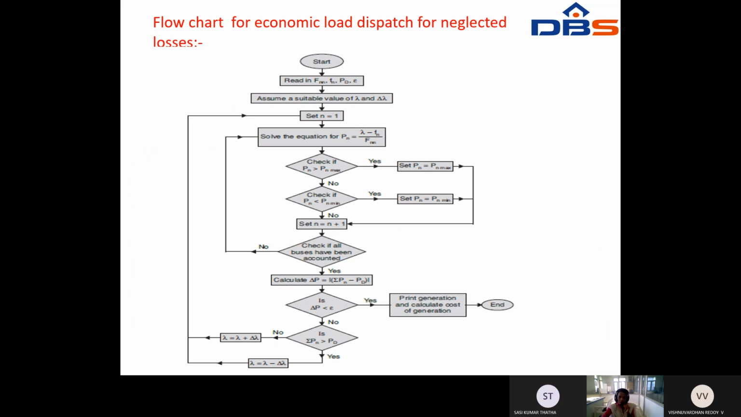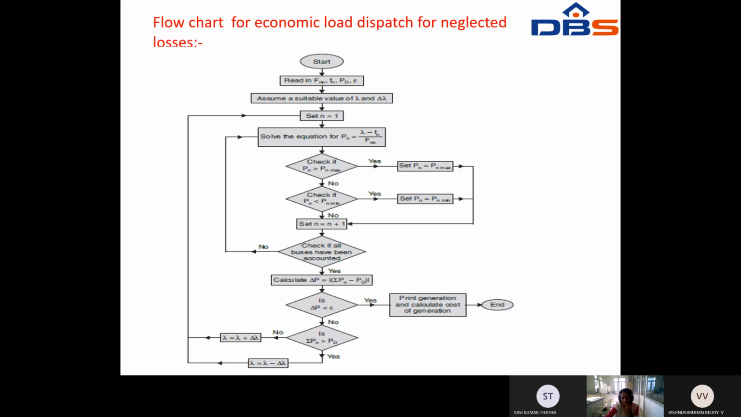So now the flow chart for economic load dispatch, neglecting losses. So this is the flow chart for economic load dispatch and neglecting transformer losses. All of you know that for a flow chart, the first step will be start and the last step will be end. In the middle, we are taking some conditions and some statements.